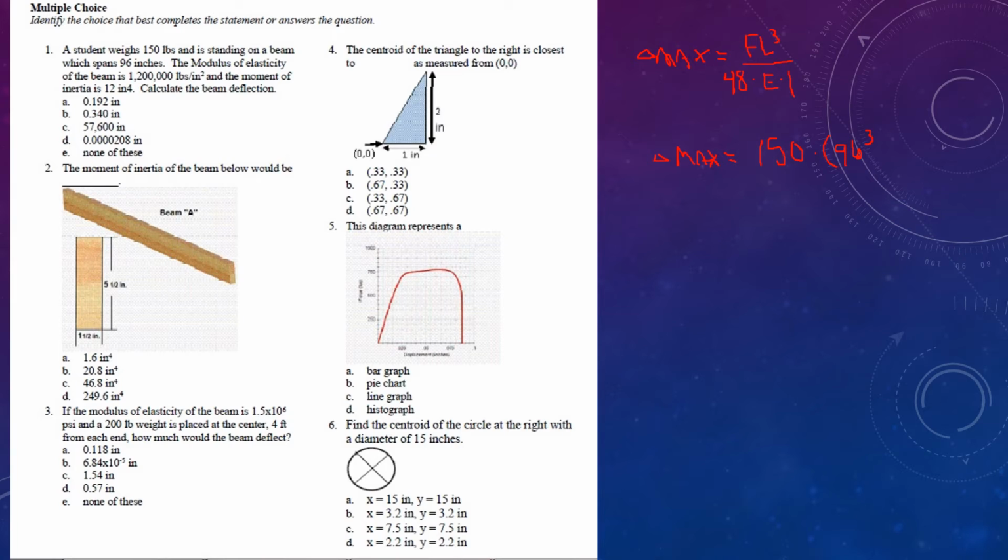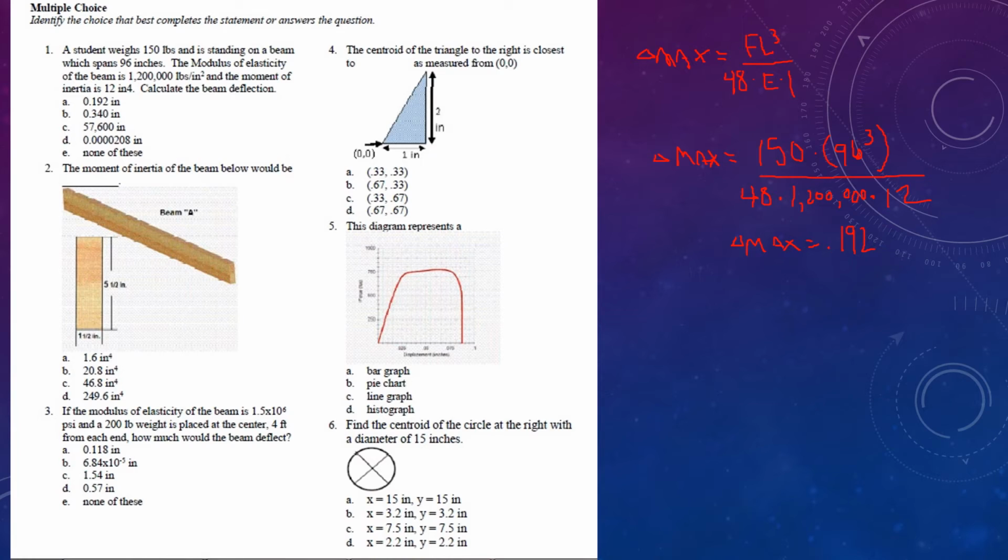inches cubed, and you're going to divide that by 48. 48 is a constant. The E is your modulus of elasticity, so that's 1,200,000, and multiply that by your moment of inertia, which is given as well, so that's 12. You plug that in, everything should come out to 0.192. So that board is going to bend 0.192 inches under the 150 pound load.